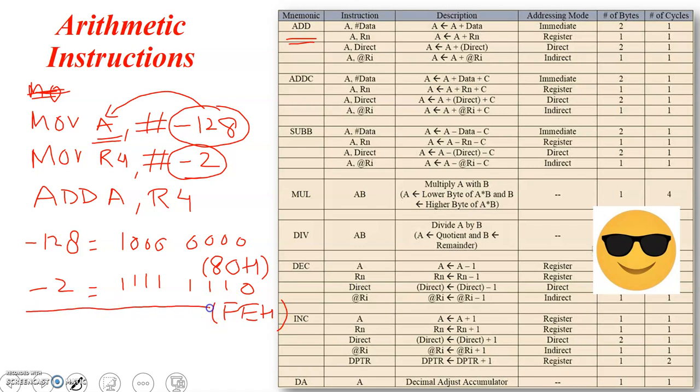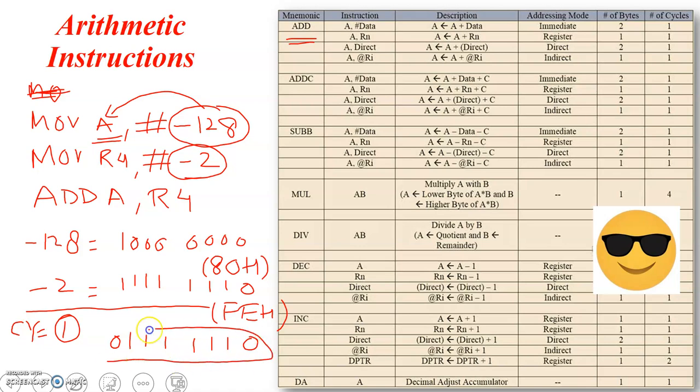Okay, so we have to add these two. If I am adding these two, what do I get? I will get 0 plus 0 is 0, 0 plus 1 is 1, 0 plus 1 is again 1, 0 plus 1 is 1, again 1, 1, 1, and 1 plus 1 is 1, 0. So 0 will be here, 1 will be in carry. So CY becomes equal to 1.